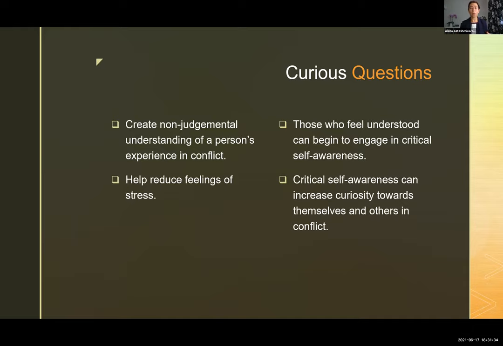And when the people in conflict begin feeling understood and their stress levels come down, their cortisol levels are down, they're able to engage in more critical awareness. They're able to think more, to think clearly. And the insight questions begin taking them into a critical self-awareness. Are you sure that this is what happened? Are you sure that that is what was a threat? Are you sure that this is what you think is gonna happen? Because oftentimes there is more to the story.